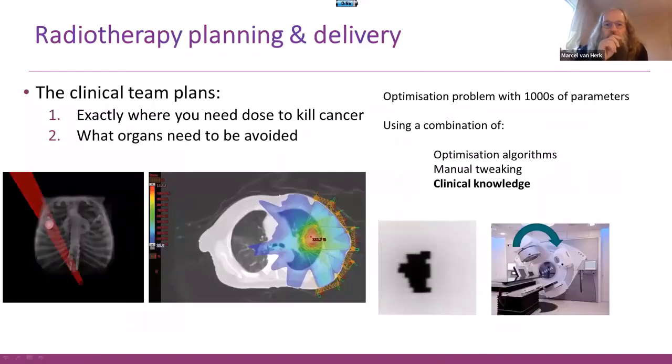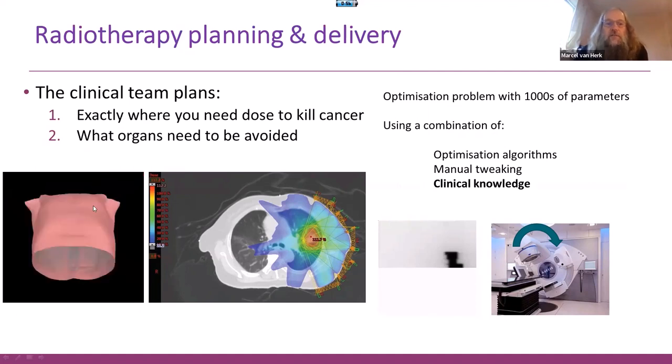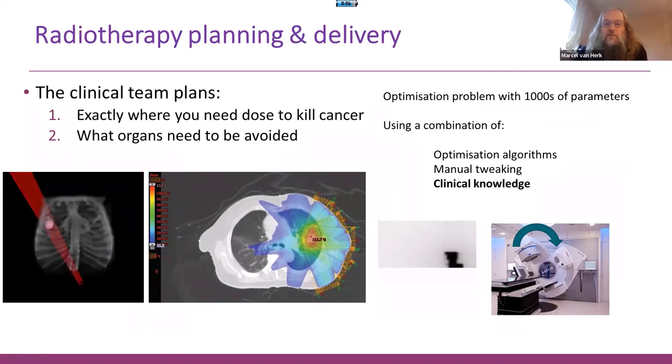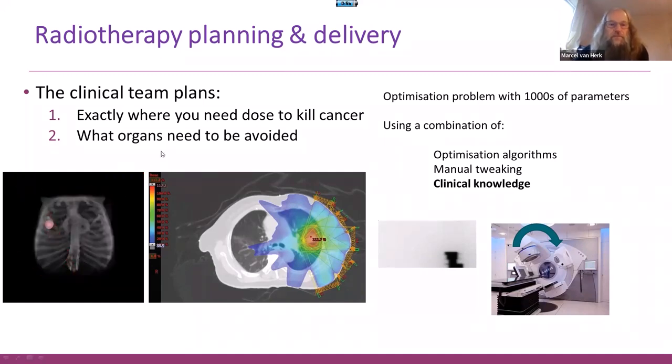But before you can do the radiotherapy, you have to do treatment planning. So you have to figure out where the cancer is and how you can best get there with the beams, and which organs need to be avoided, because you can imagine that if you shoot your beams through a sensitive organ, you can create a lot of damage. So you want to avoid that as much as possible. This is an optimization problem with thousands of parameters, and we use a combination of optimization algorithms, manual tweaking, and clinical knowledge to optimize this problem. And clinical knowledge is what I'll be talking about a lot.